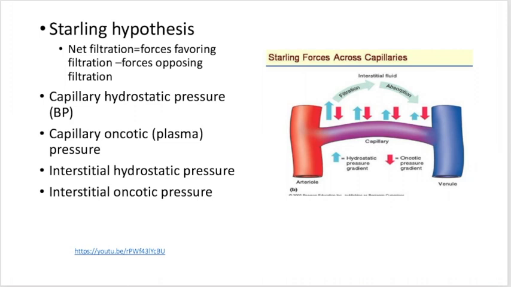Okay, so we have the Starling hypothesis, and this is best described as net filtration equals forces favoring filtration minus forces opposing filtration. And this is high yield when we're talking about water movement between plasma and interstitial fluid. So the distribution of that water and the movement of nutrients and waste between the plasma and the tissue capillaries and interstitium is a result of hydrostatic pressure and osmotic forces on the arterial and venous ends of the capillary.